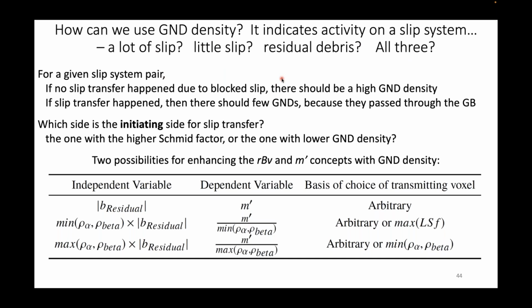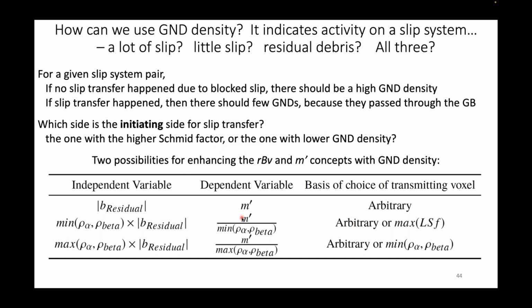Well, we can begin to think a little bit about what this might be helping us see, because if no slip transfer happened due to the grain boundary being one that blocked slip, then we would expect a high GND density. And conversely, if slip transfer did happen, then there should be relatively few GNDs because the dislocations pass through the grain boundary. And then we also have the question about which side of the grain boundary was the initiating side for slip transfer, the one with a higher Schmid factor or the one with a lower GND density. And so there's lots of additional things to think about.